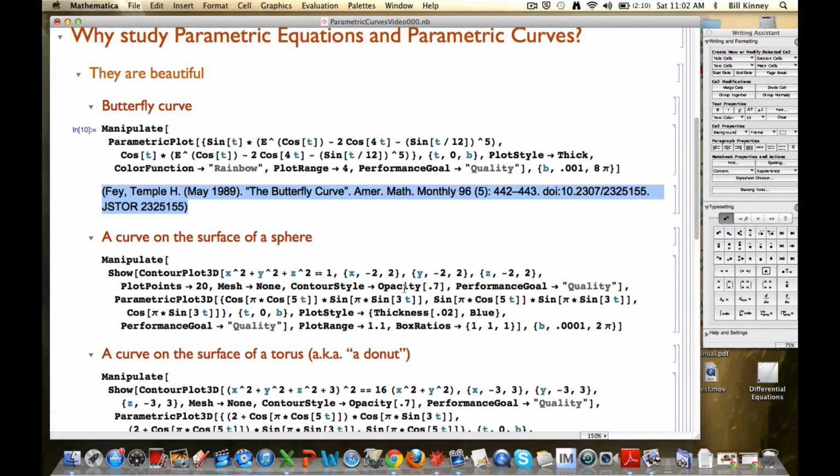So that's kind of pretty, and Mathematica was used to color it in an interesting way using this command right there, ColorFunction arrow Rainbow in quotes.